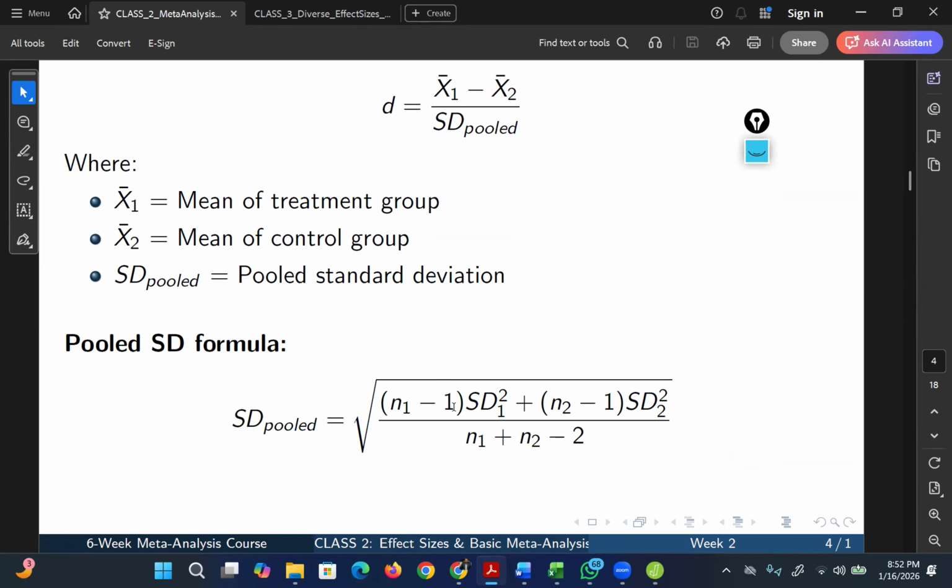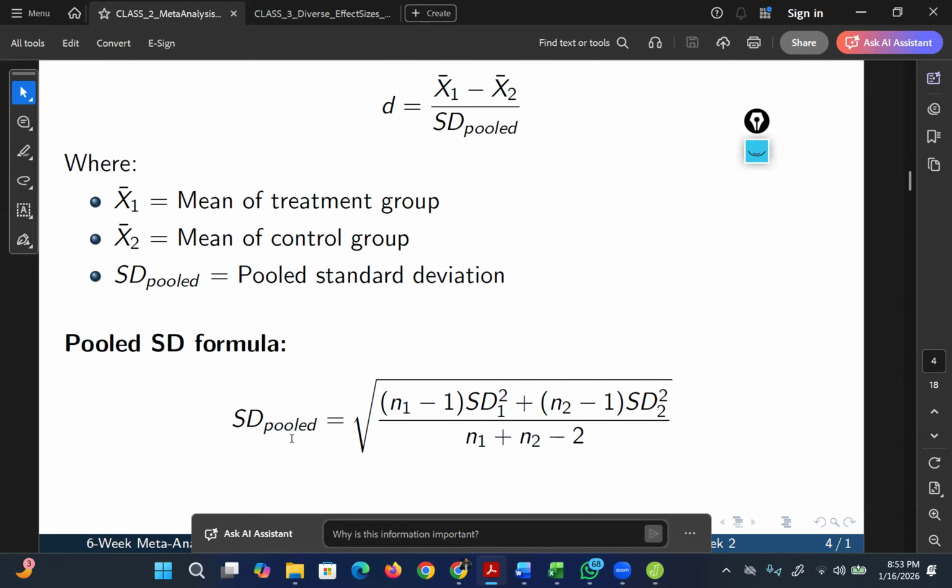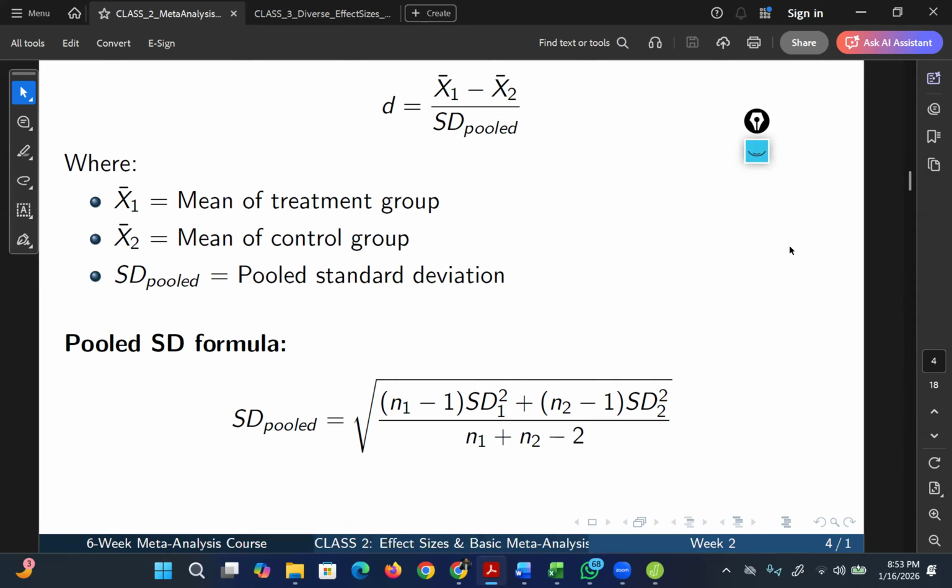So you can see n1 minus 1 times standard deviation 1 squared, because this information has to be given to you: standard deviation 1 of the treatment group, and standard deviation 2 of the control group. This will be given to you, and the number of sample sizes will be given to you. From there, one single standard deviation you can calculate very easily. So that is what we have in this standard deviation calculation.